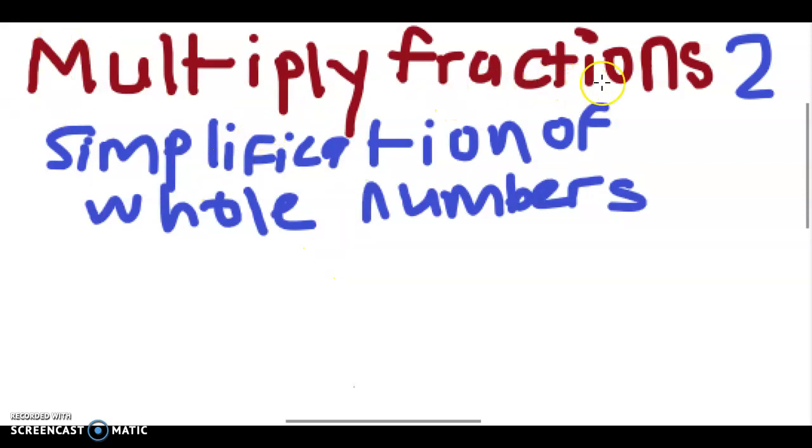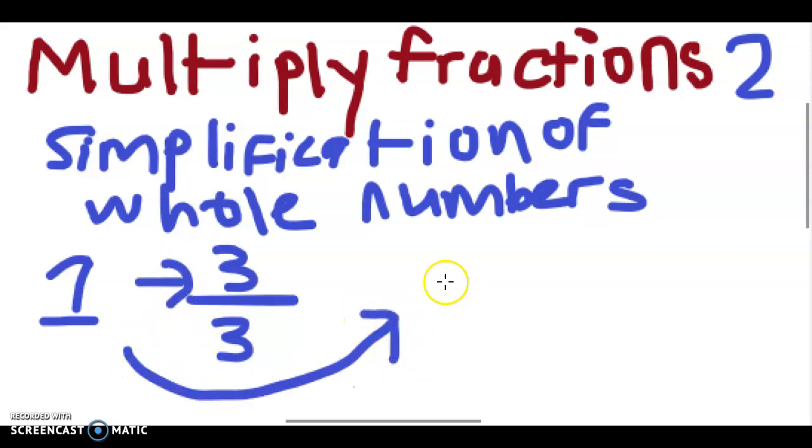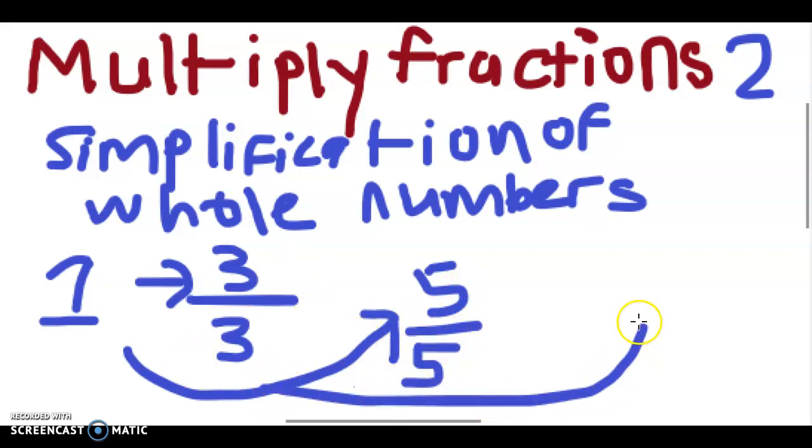Okay, in this second part of multiplying fractions, we are going to understand the importance of simplification of whole numbers and how it relates to multiplying fractions. So a whole number 1 in fraction form can also be written as 3 over 3, 5 over 5, 17 over 17. And why is this important? I will go through this later.